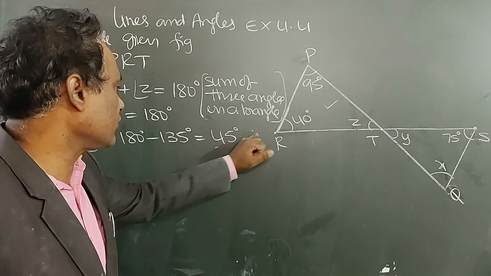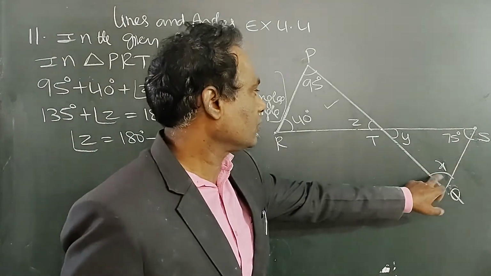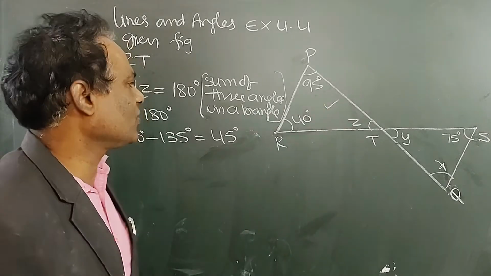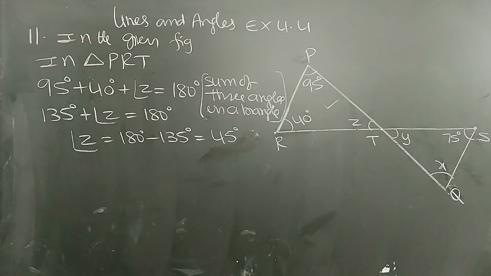Actually, this is not asked. Only this is asked. First we got this: Z is equal to 45. Z is equal to 45.